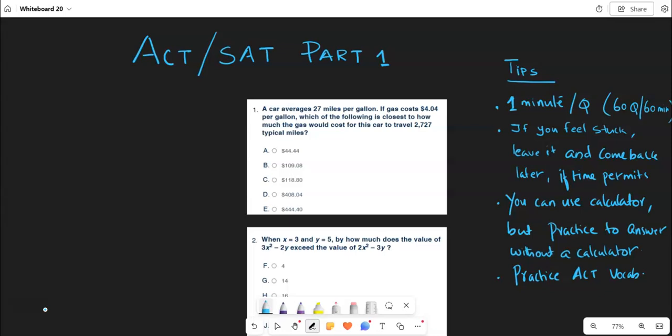And to get easier reading and understanding of the question, you have to practice ACT vocabulary. For example, line means it is a straight line. Average is always the arithmetic mean. So that's the ACT vocabulary you need to practice before you take the test.